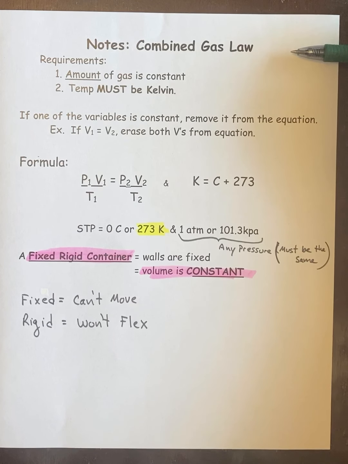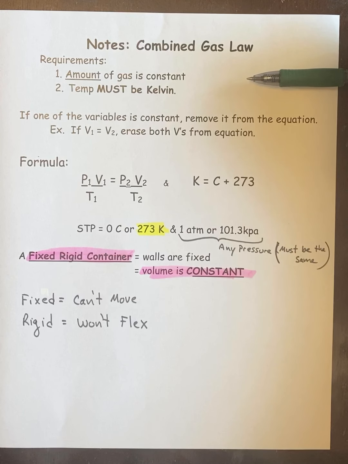Well, the combined gas law is basically a math formula that we use to predict how a gas is going to behave in terms of pressure, temperature, and volume. All right, so it's one of our bigger math formulas, but it's not super hard. The requirements are pretty simple.